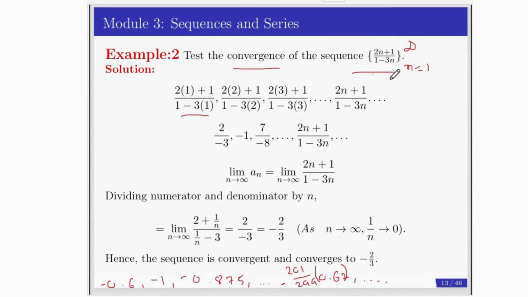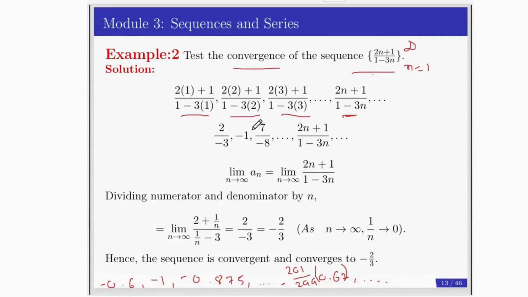Now in the nth term, put n equal to 2. We get (2(2) + 1)/(1 − 3·2). Then put n equal to 3. We get the third term, (2·3 + 1)/(1 − 3·3), and so on. Now put the nth term, so we get the nth term of the sequence. All these are the elements we get for this sequence.